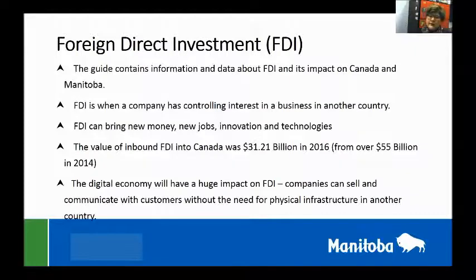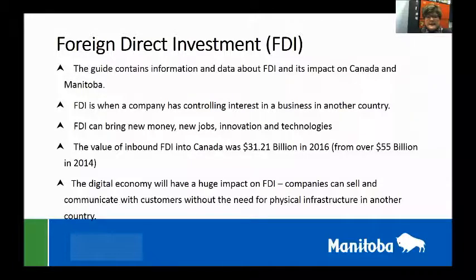The next part of the handbook talks directly about foreign direct investment, or FDI, and it contains information and data about FDI and the impacts on Canada and Manitoba. Foreign direct investment is defined when a company has controlling interest in a business in another country. FDI can bring in new money, it can bring in new jobs, and more people talk about the new innovation and technologies that FDI can bring into another community.